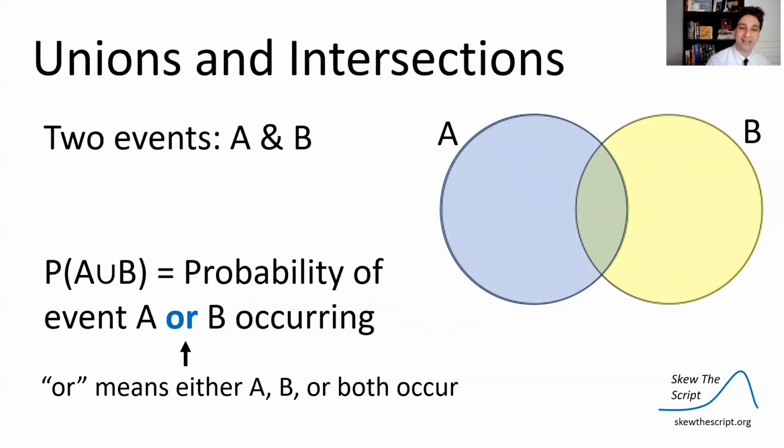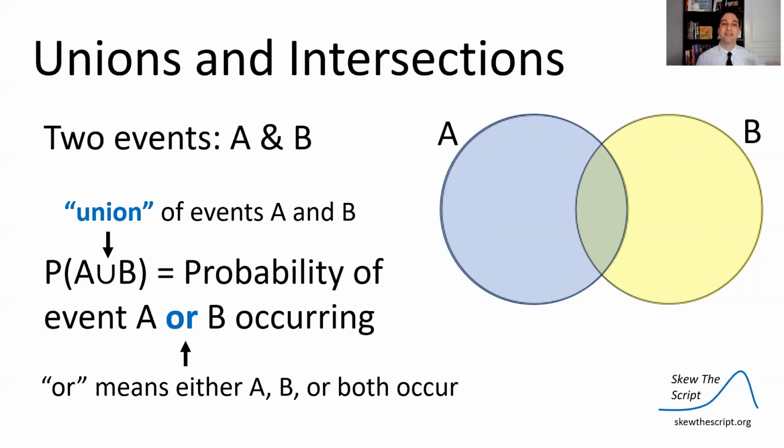OR also has a specific definition, and it's symbolized by that right side up U. P(A or B), the probability of event A or event B occurring, means that either A happened, or B happened, or both. So it could be one or the other or both. It's inclusive of all those possibilities. This is the union of events A and B. So AND is only when they both occur, or as one, the other, or both, inclusive of all those.